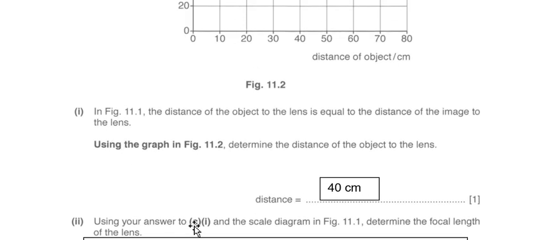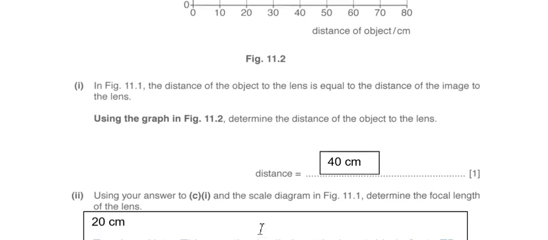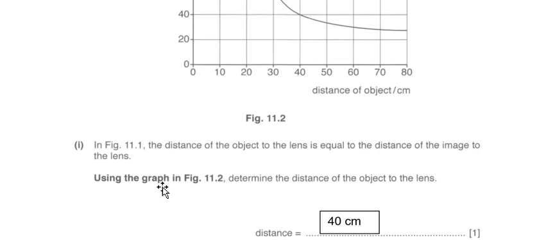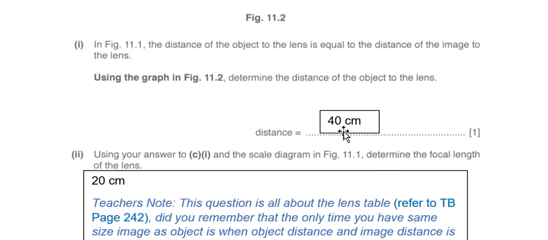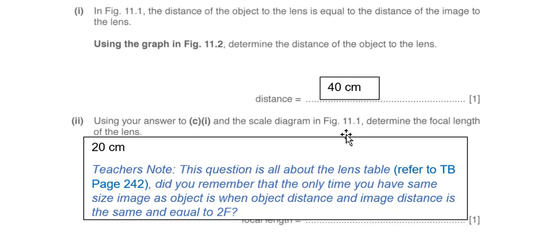Using your answer to C part 1 and the scale diagram in 11.1, determine the focal length of the lens. The answer to this is 20. It doesn't come from the graph. It comes from understanding what this 40 means in the context of your lens table in the textbook. If you don't know what I'm talking about, you open your textbook, turn to page 242. There you have the lens table. If you are my student, I'll probably make you draw the lens table with a closed book, just a blank piece of paper. That means I make you able to produce the whole lens table by yourself, so that in the exam you can replicate that.